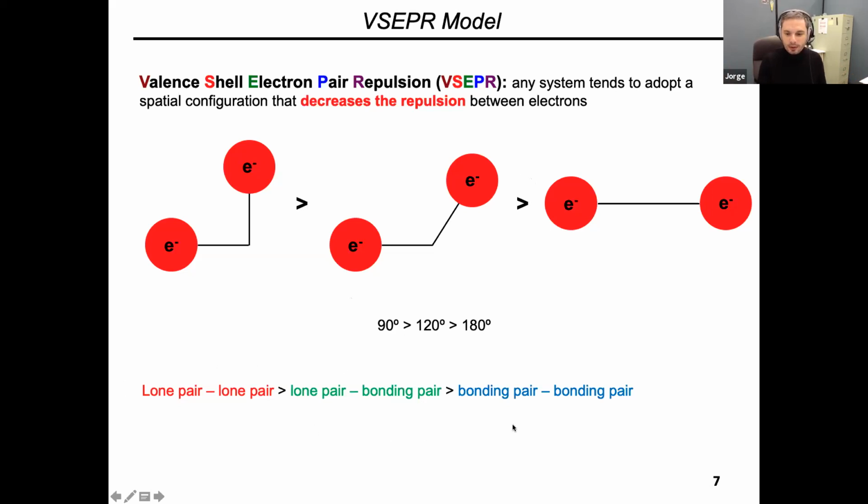We will come back to this later on today, but the repulsion between lone pairs or non-bonding pairs is higher than the repulsion between a lone pair and a bonding pair. That's higher than the repulsion between bonding pair and bonding pair. Okay? What that tells us is that lone pairs have to be as far as possible in the structure. They will repel everything with the highest intensity.